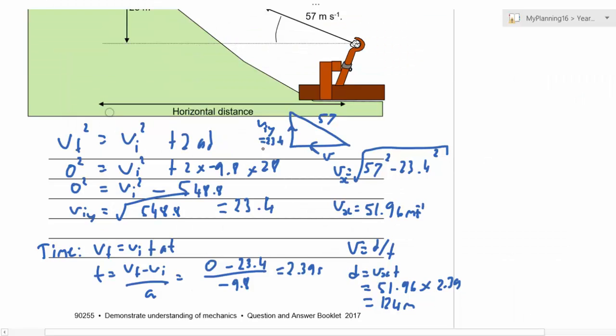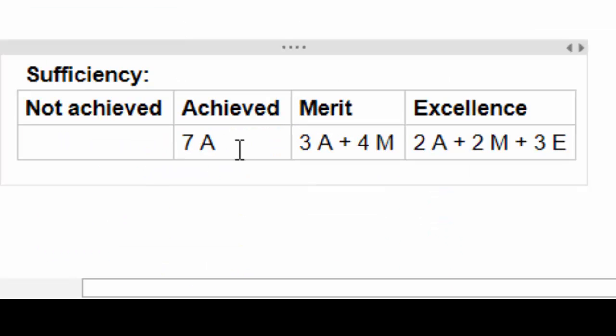Now I think that is a pretty tough, pretty solid excellence question, which a few of you managed to get, so well done. Overall sufficiency was 7 achieves to get an achieved, 3 A's, 4 M's to get a merit, 2 A's, 2 M's and 3 E's to get excellence. Obviously this isn't marked by the new question by question marking, but still gives you an idea of what you could expect, maybe slightly longer than a typical Year 12 Mechanics question in terms of just the sheer number of questions, but pretty similar content.